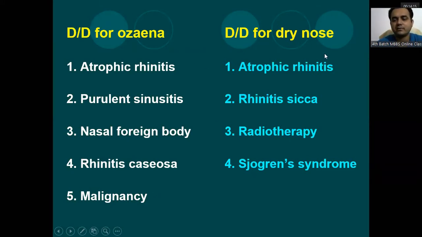Similarly, dry nose. So whenever there is dry nose, you can suspect atrophic rhinitis, you can suspect rhinitis sicca, and it can be due to a history of radiotherapy, right? And it can also occur in Sjogren's syndrome.